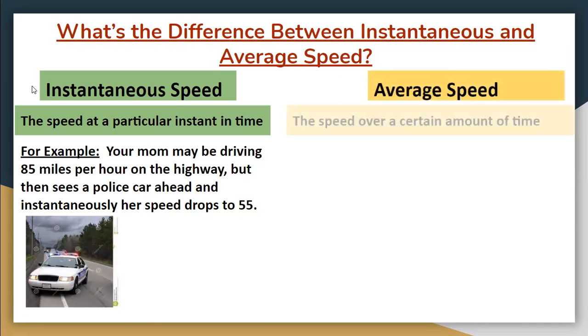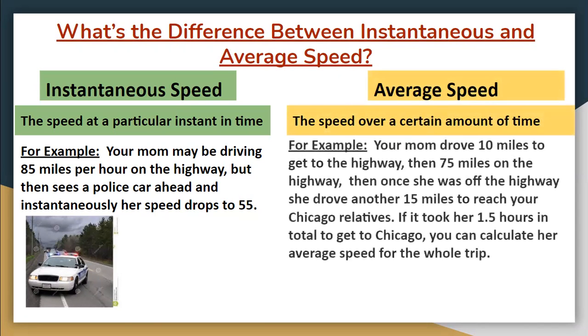Average speed, however, is the speed over a certain amount of time. So your mom drove 10 miles to get to the highway, then 75 miles on the highway, and then once she was off the highway, she drove another 15 miles to reach your Chicago relatives. If it took her 1.5 hours to get there, these total miles, you can calculate her average speed for the whole trip. How do you do that?